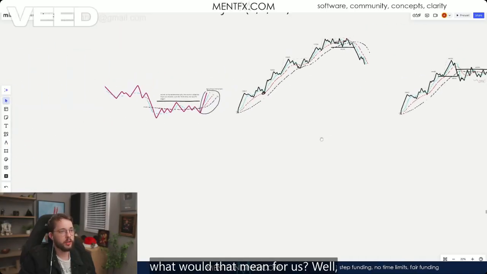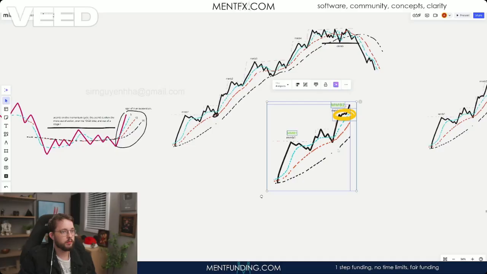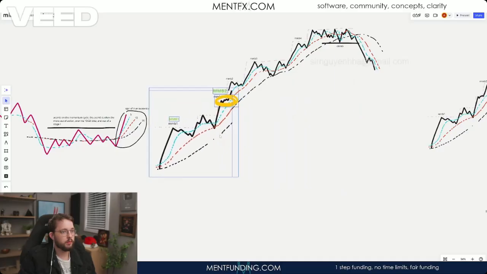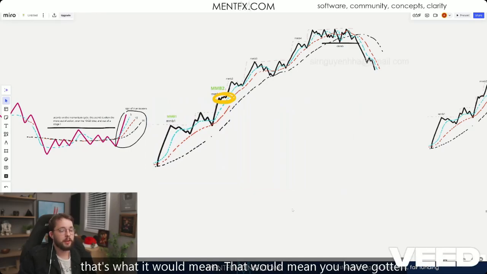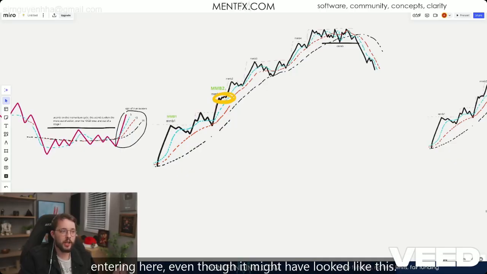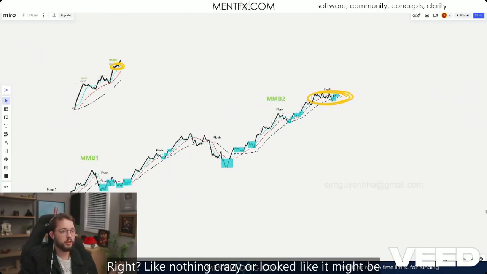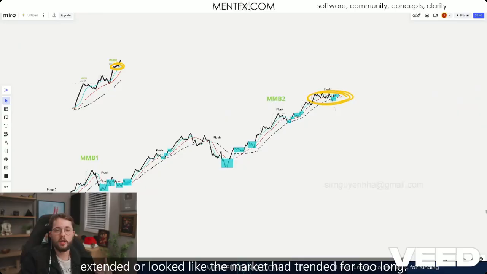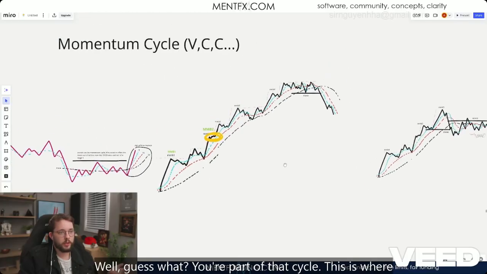what would that mean for us? Well, that's what it would mean. That would mean you have gotten yourself successfully positioned for a very nice momentum MB follow through of a higher time frame cycle, because you're entering here, even though it might have looked not perfect, nothing crazy, or looked like it might be extended, or looked like the market had trended for too long. Well, guess what? You're part of that cycle.